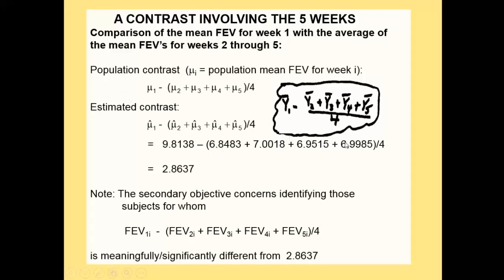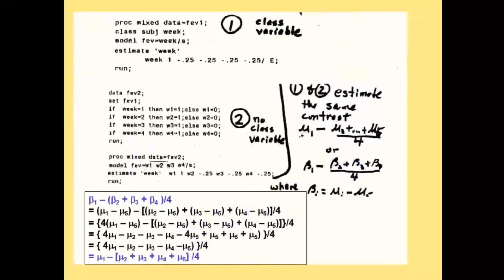So if you wanted to ask what's the difference between the average at week 1 versus the average of the other 4 weeks, you get 2.8637. That's what the algebra does. If you just do 9.81 minus this thing, it's 2.8637. That's what the estimate statement is trying to estimate, the difference between week 1 and the average of the other 4 weeks. And either one of these two statements is doing the same thing.